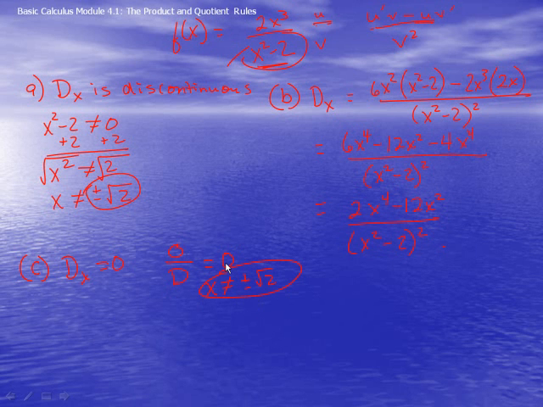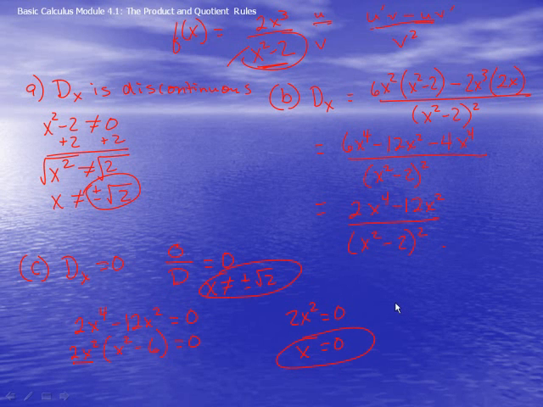So what we're going to do is set the numerator, 2x to the 4th minus 12x squared, equal to 0. We're going to factor out 2x squared out of both of them, and that will give us 2x squared times x squared minus 6 equal to 0. Well, we can set this one equal to 0, so 2x squared is equal to 0, so x would be equal to 0. So there is one place where the derivative is going to be equal to 0.